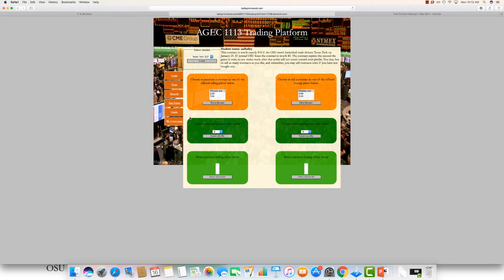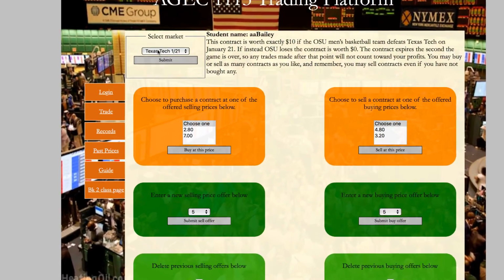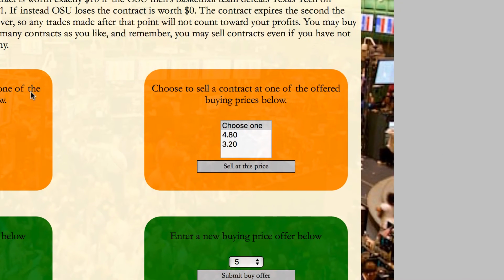So I'm going back to our futures market and making sure I'm on the right market, Texas Tech 121. Okay, and then I want to see if I can sell for more than $4.